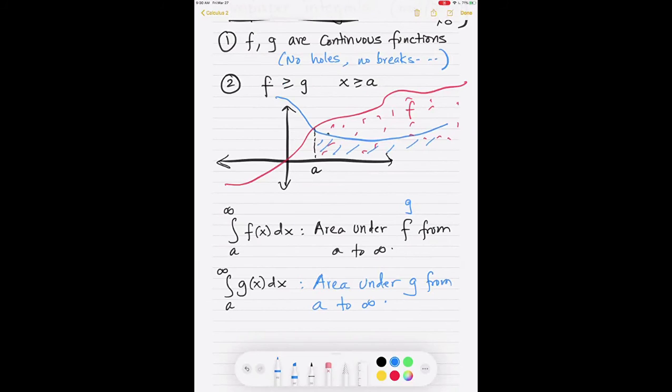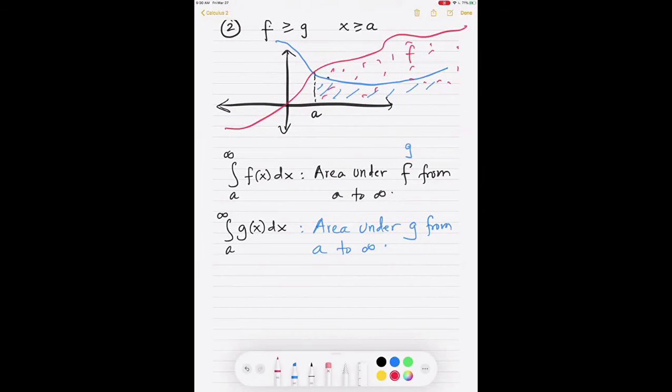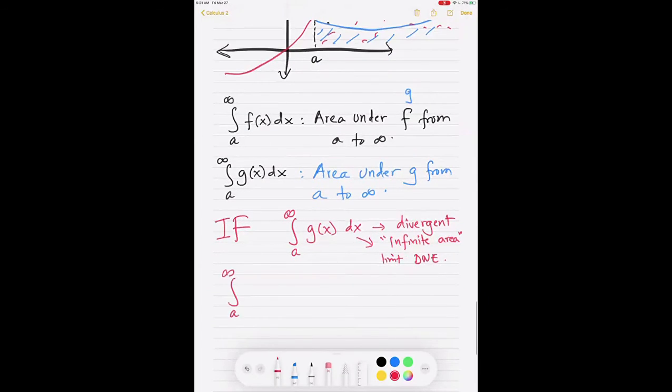Here's a question for all of you. Tell me if, and this is a big if, and I like to work with the same thing. So if somehow I knew that this integral of g of x dx is divergent, what does that mean? Remember we talked about this one, meaning it's an infinite area or the limit does not exist. What can you say about the integral from a to infinity of f of x dx? Is this going to be convergent or divergent? Thank you, Karen. Joshua, how about you?